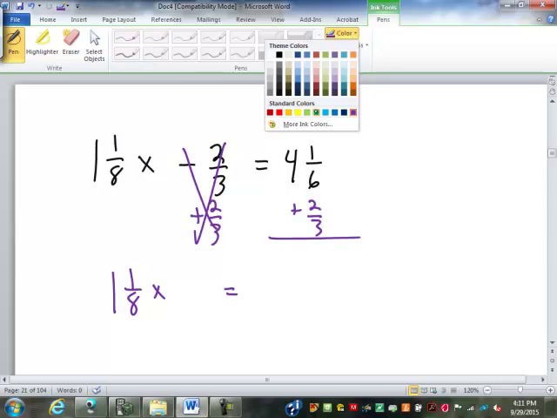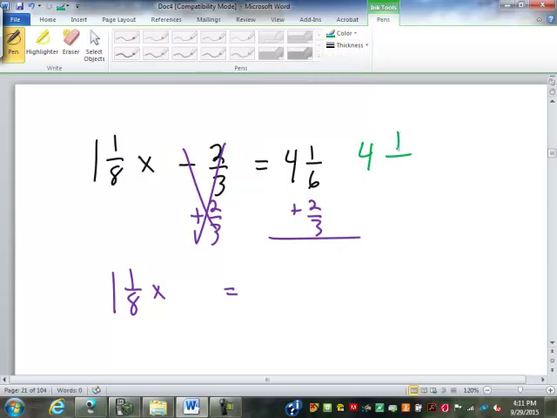So we have to find a common denominator, which is going to be the 6. So it's still 1/6, and this is going to be 4/6. 3 times 2 makes 6, 2 times 2 makes 4. So then 1 plus 4 is 5/6, and then the 4. This is 4 5/6.